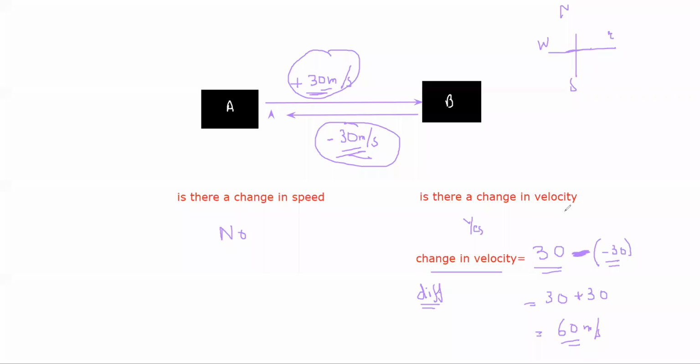Yes, the term change means the difference. So to calculate a difference, you subtract. Velocity is a vector quantity. If one of the velocities is positive, another one should be negative. Same thing, I will give another example.